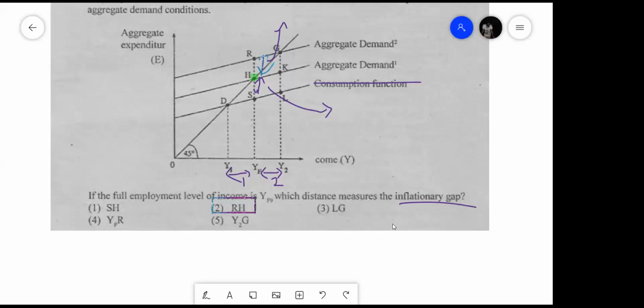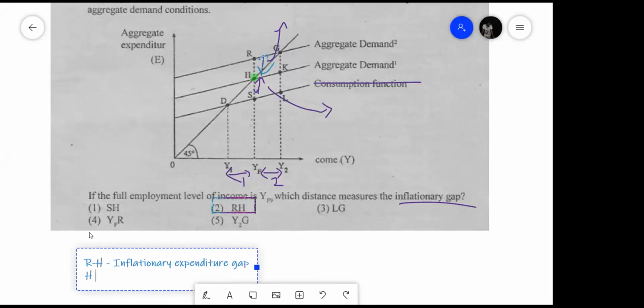Guys, with these two there is a small difference. These are called expenditure gaps and output gaps. Just label these. In a diagram like this, if YF is the full employment level, you can write down: RX, the difference between R and X, that is called the inflationary expenditure gap. Remember, those are expenditure gaps.